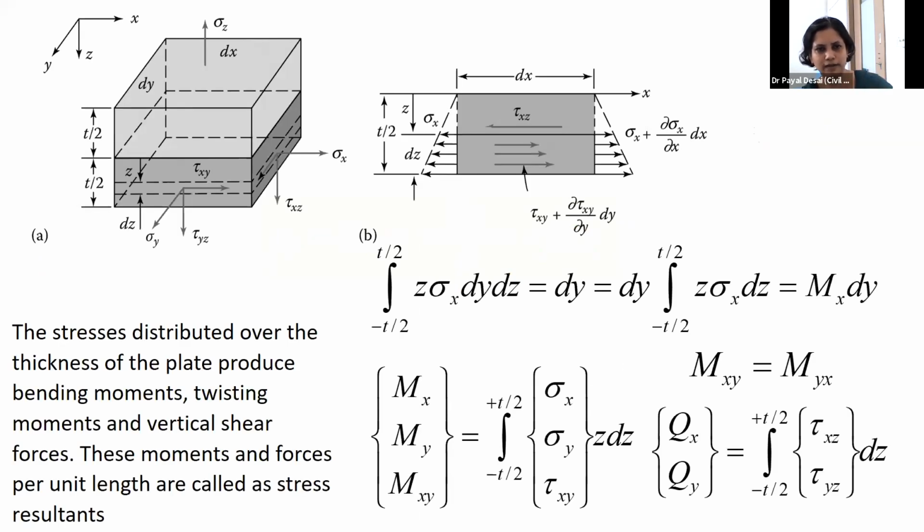Now you need to visualize in the plate, you have these three dimensions. Originally it is three-dimensional, but I want to replace this sigma x distribution over the cross section with a single equivalent moment. So what I do, I simply take the differential moment.